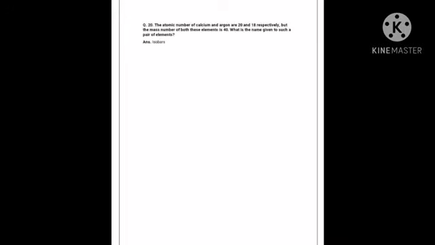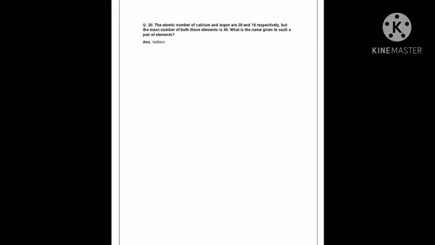What is the maximum number of electrons which can be accommodated in the N shell, right? So the maximum number of electrons we can find out by using the formula of 2n square, and for the N shell the value of n is 4. So 2 into 4 square, it will be 32 electrons.